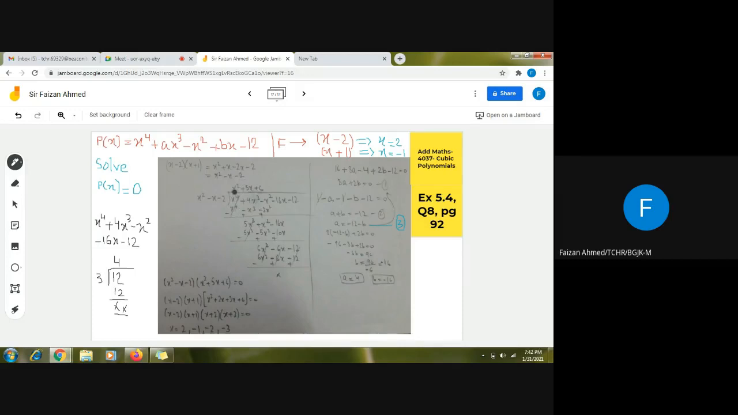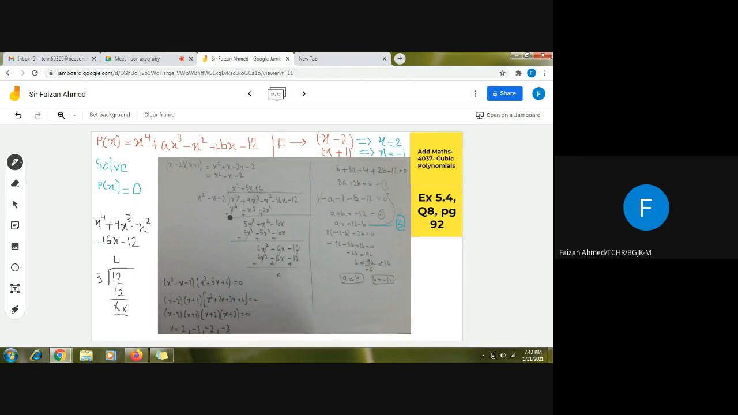When this x^2 is multiplied with x^2, it will give me x^4, and then I have to multiply the remaining two terms as well. So x^2 multiplied with minus x gives me minus x^3, and x^2 multiplied with minus 2 gives me minus 2x^2. Now I have to subtract the two. On subtraction, the signs will be changed. This is positive, so this will become negative. This is negative, so this will become positive, and this is negative again, so this will become positive.